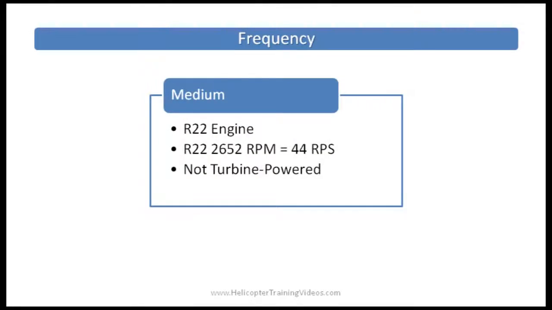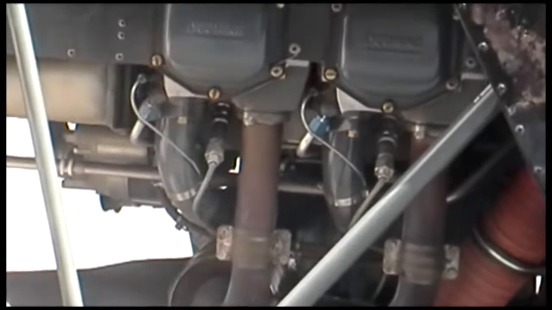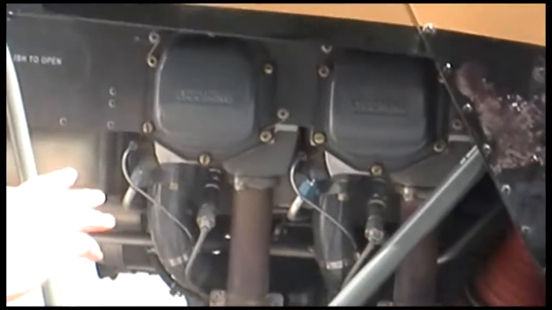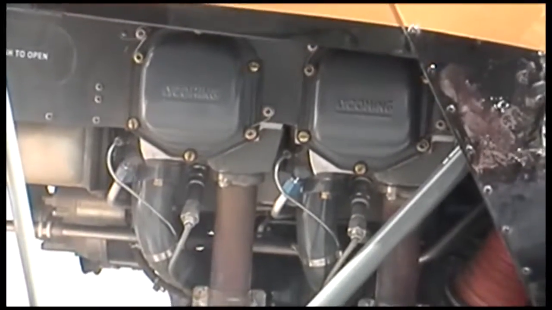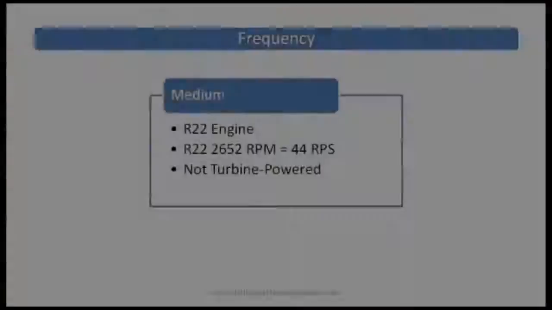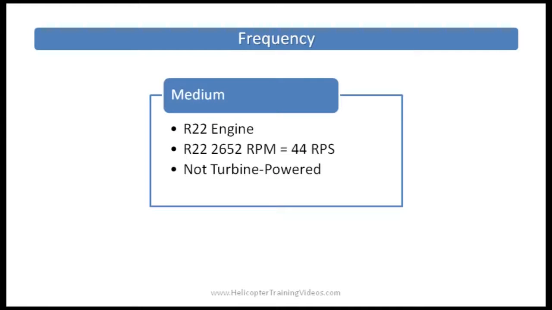Medium frequency vibrations. In the R-22, medium frequency vibrations are associated with the engine. Often hard to feel due to dampeners, etc. But the R-22 engine has 2,652 RPM at 104%, and that equates to about 44 revolutions per second, or vibrations per second. This medium frequency doesn't work if you're flying a turbine-powered helicopter, which has a much higher RPM of its engine.